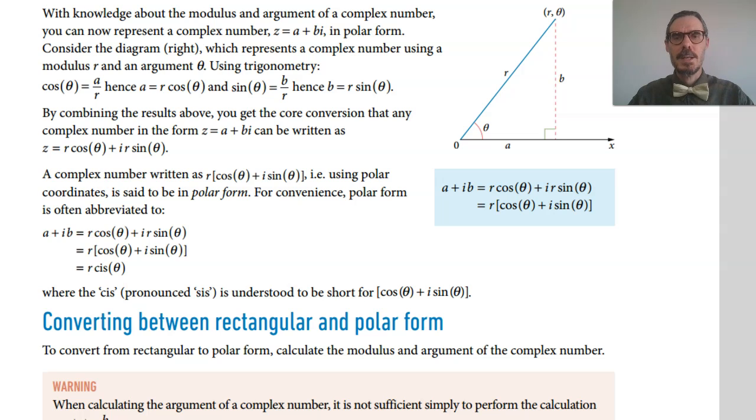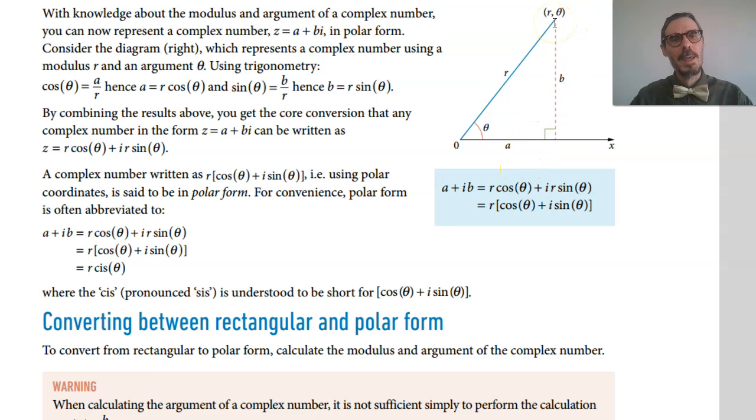Now, of course, there's a challenge here. I don't want to have to write mod is this and arg is this every time I want to describe a complex number in what we call polar form by giving the modulus and argument. I want a neater, more concise way. And it comes from just thinking about this.